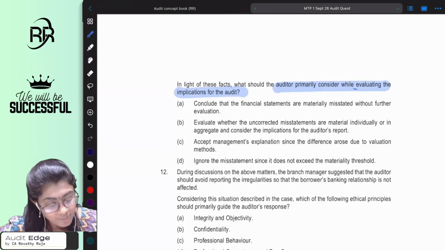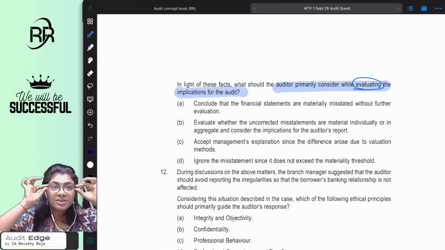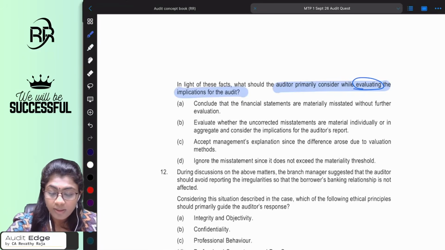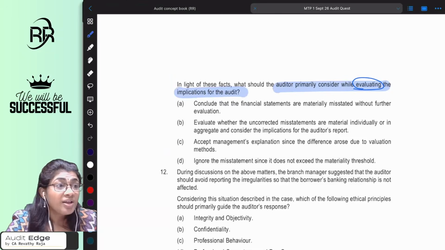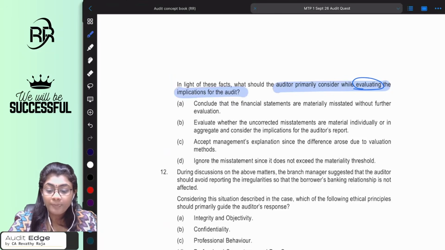Any SA came to your mind while evaluating the implications? No, ma'am, no SA came to our mind. Come on, guys, which SA came to your mind? I won't proceed unless you say, why should I have all the fun?